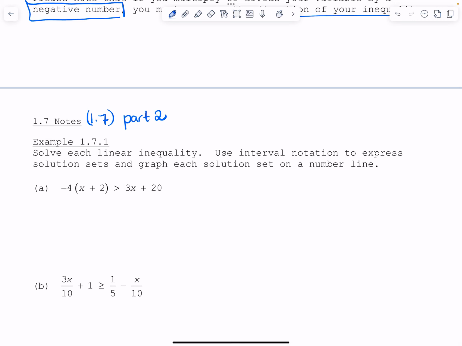This is 1.7 part 2. If you did not watch part 1, please go back and do so. I talk about what is an inequality. I show you how to do interval notation and also how to graph on a number line.